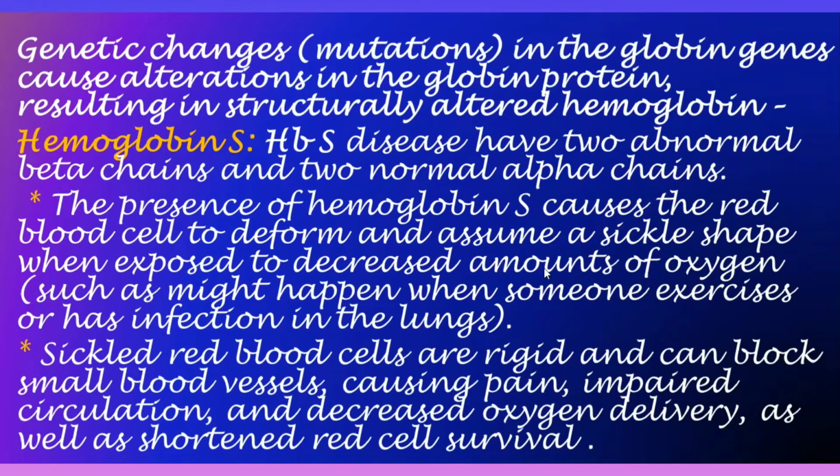Whenever exposed to decreased amounts of oxygen, it might happen when someone exercises vigorously or has an infection in the lungs, the red blood cells form this sickle shape. That is when there is lack of oxygen. Not always, okay. Sickled red blood cells are rigid and can block small blood vessels, causing pain. They cause impaired circulation, decreased oxygen delivery, as well as shortened red cell survival. So these are all the changes taking place.